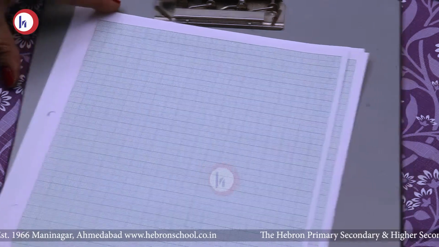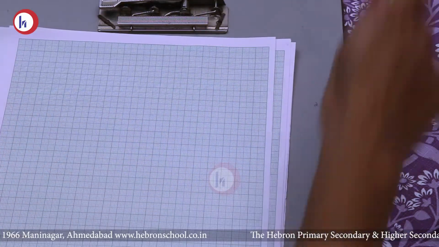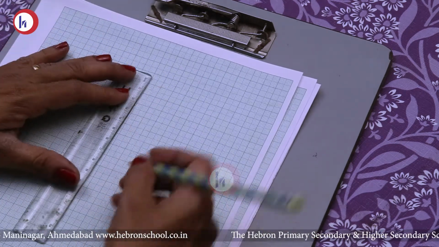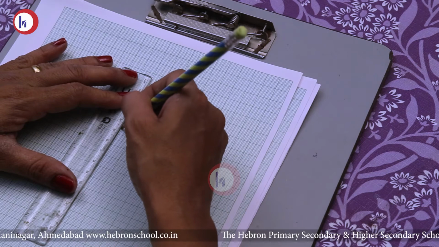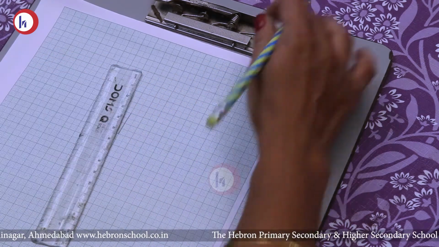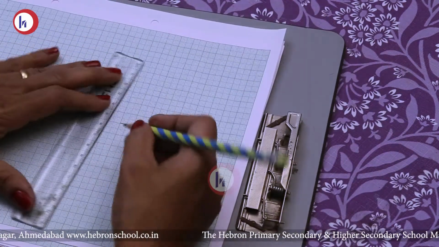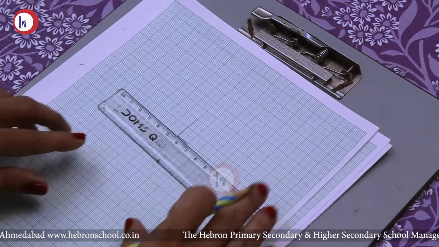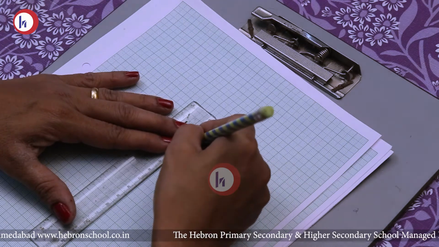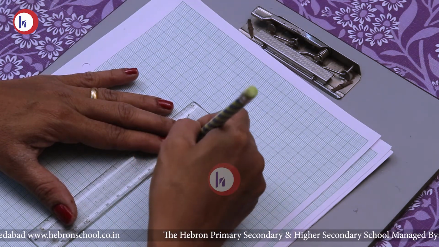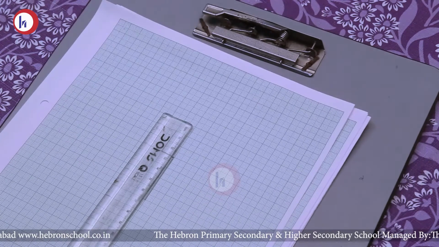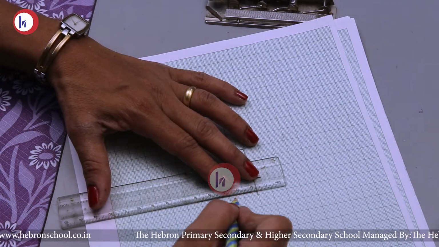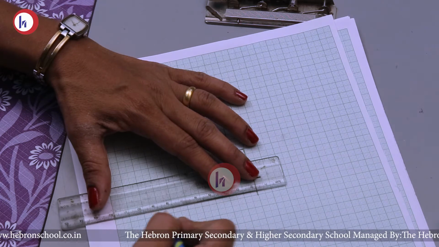One more figure. Okay. 2 squares down, then 1 square right side, then 4 squares, okay, then come to the 7 square, left side, 1, 2, 3, 4, 5, 6, 7.